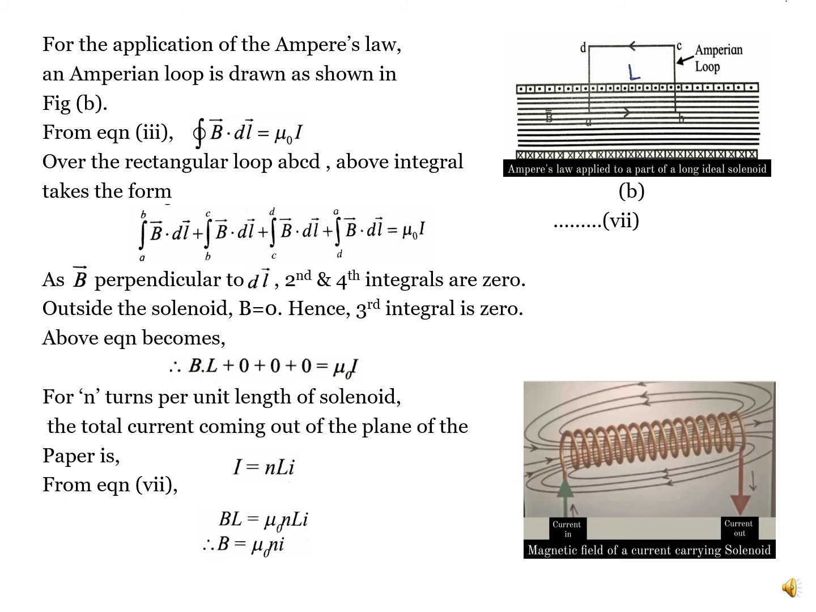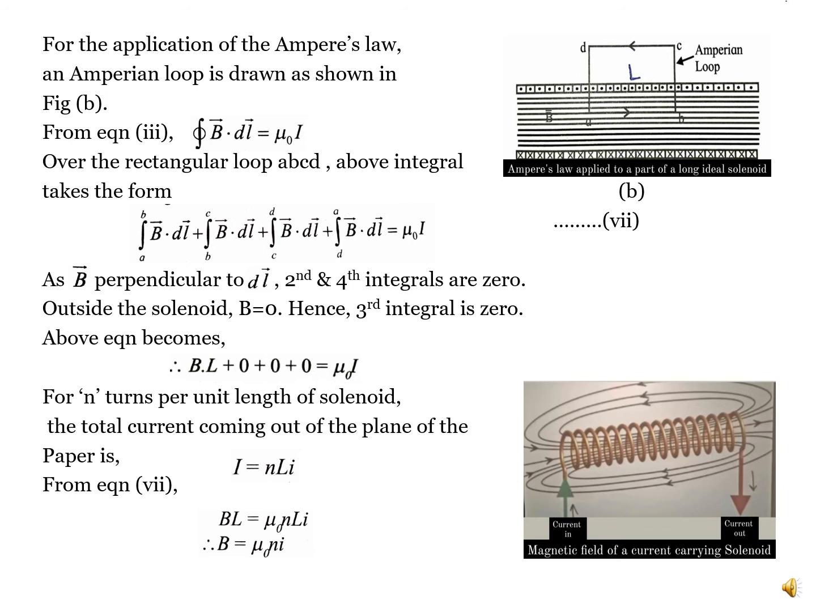Let us derive the formula. To apply Ampere's law, an Amperian loop should be considered. So let us consider an Amperian loop as shown in the figure. By the statement of Ampere's law, that is, closed integral over B⃗·dl⃗ equals μ0 I.